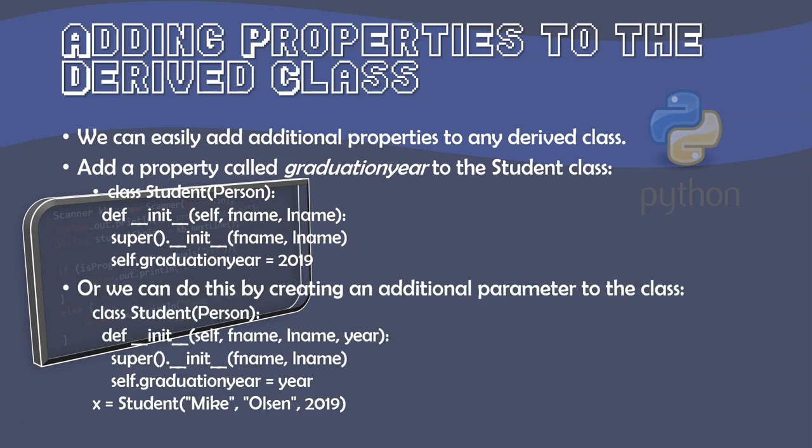Or the other way to do this is by creating an additional parameter, which sometimes might be better because then if you need that parameter to exist, then you can have it exist throughout the class. So here we are initializing it with self, first name, last name, year, and we're saying self.graduation_year equal to year. And so then of course if we were to print that out, we would then have it say Mike Olson 2019. It is another way of approaching it.